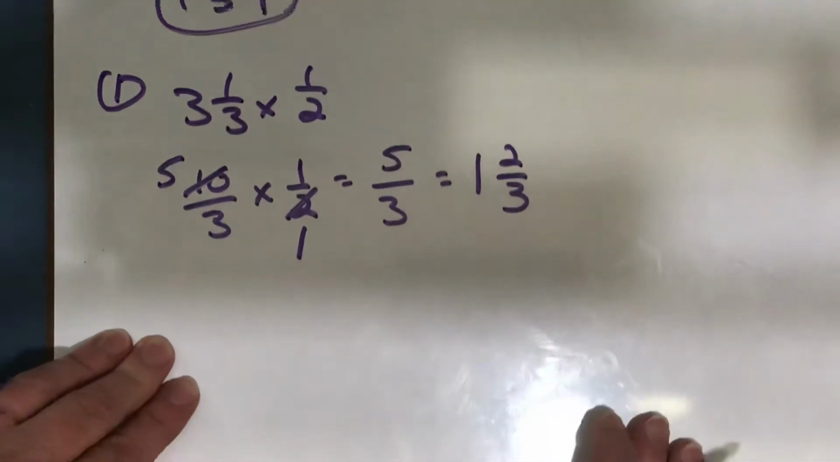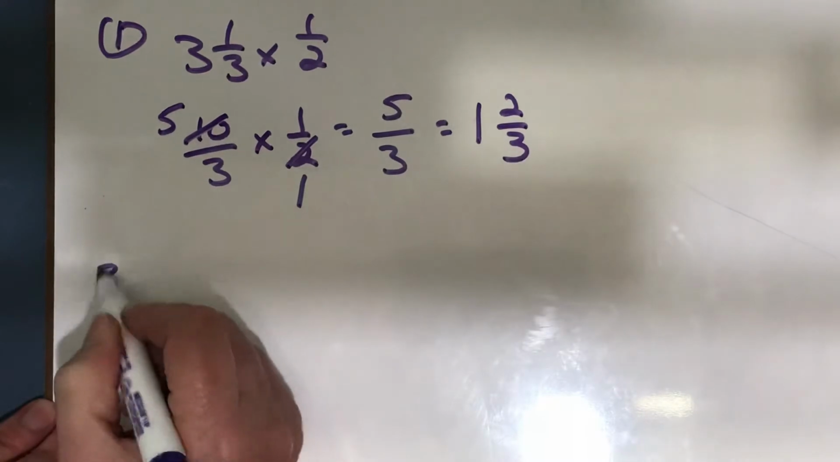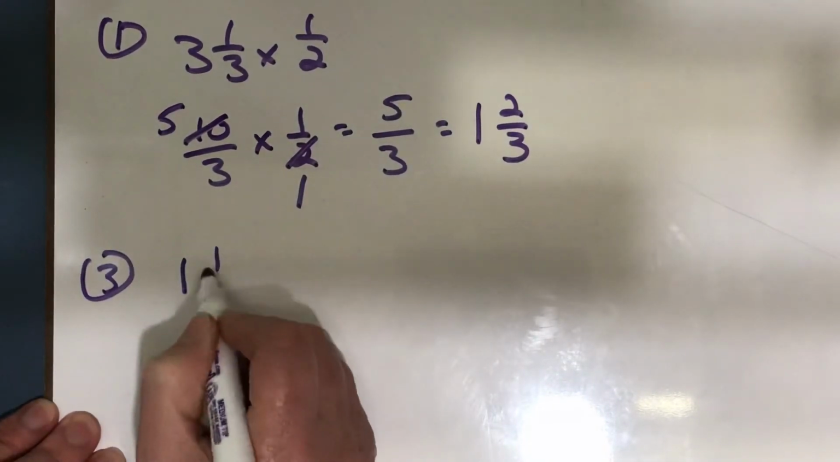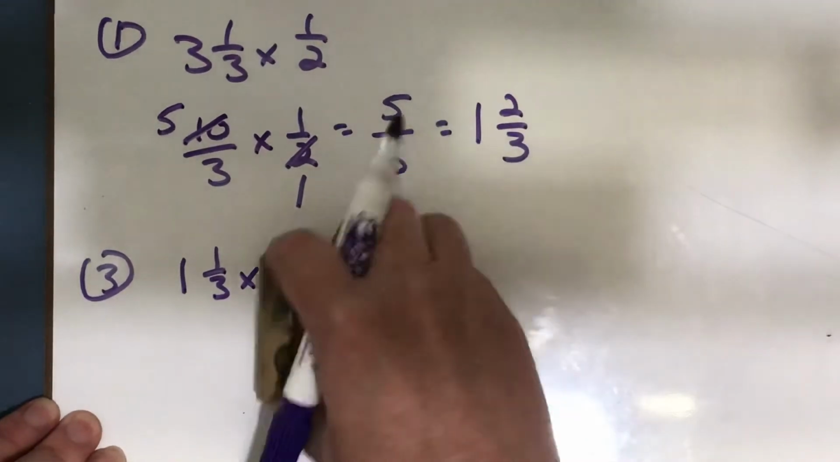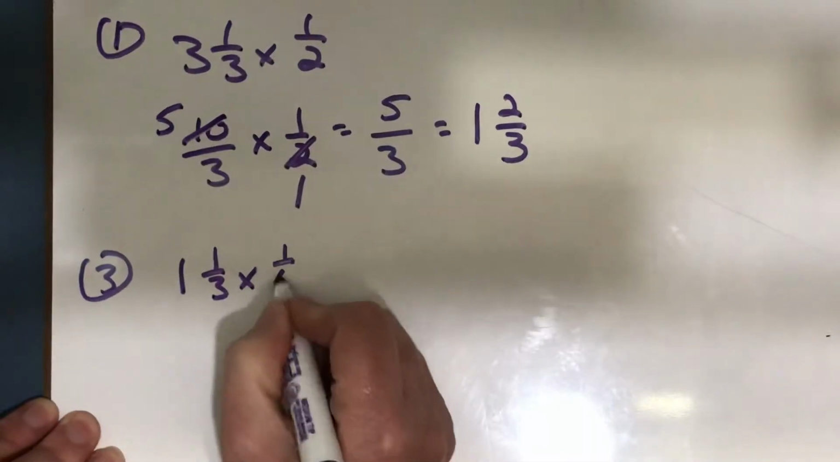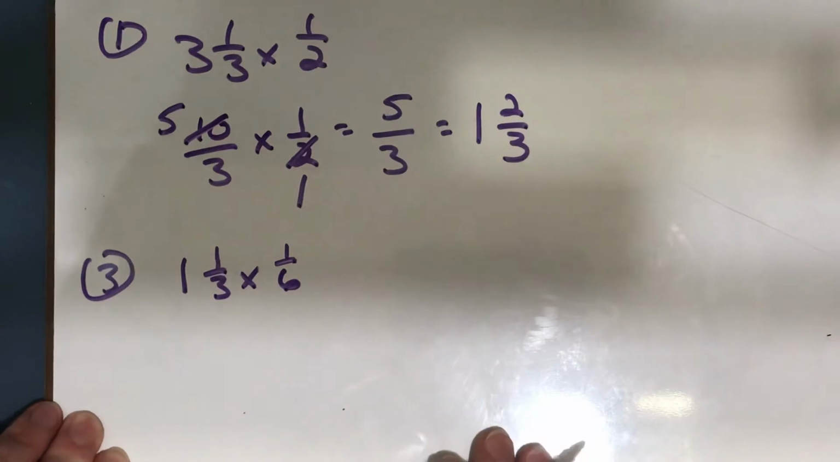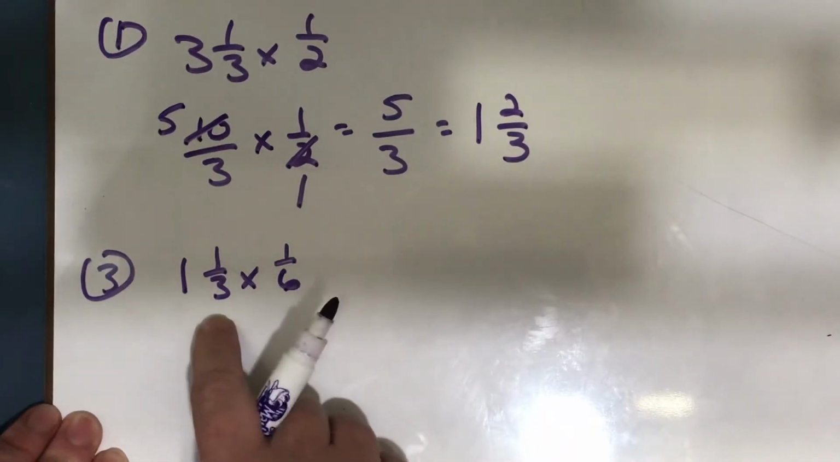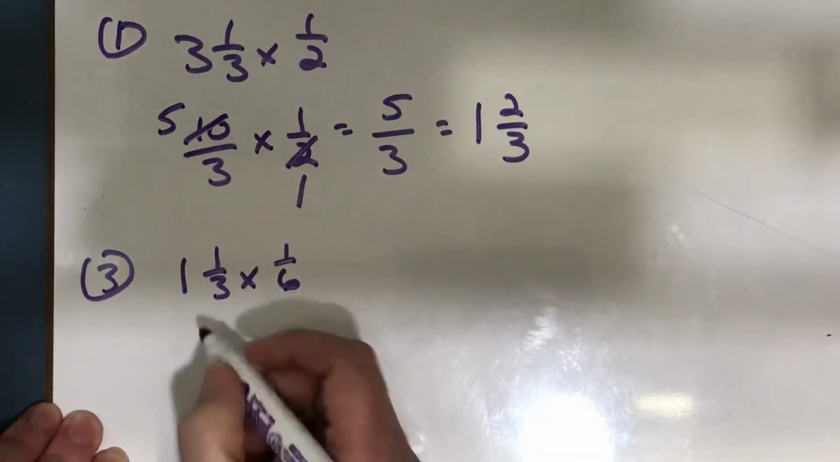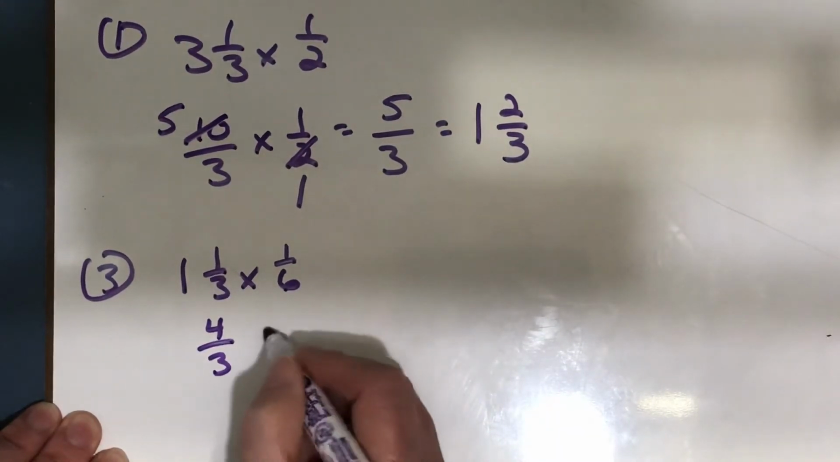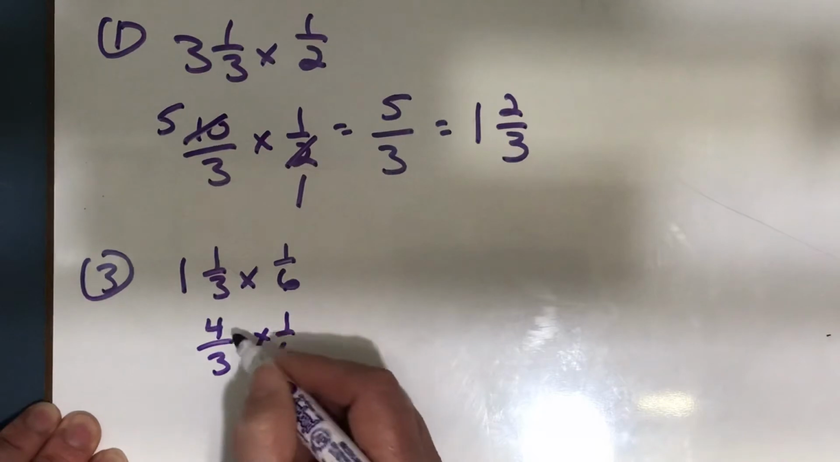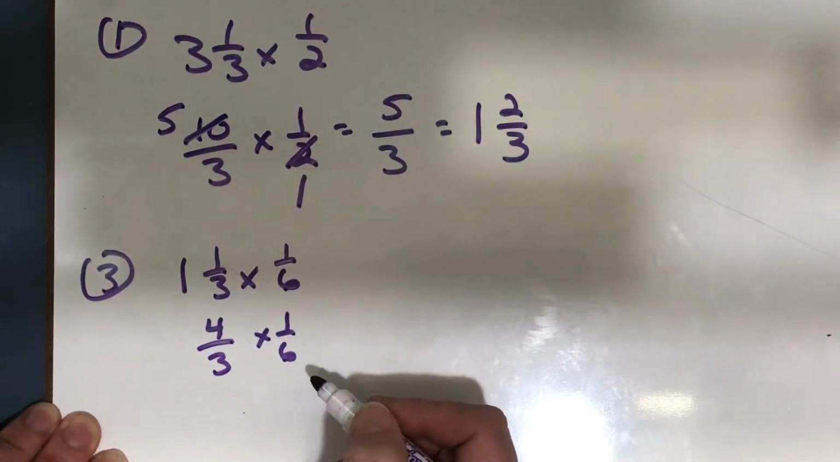Now let's look at number 3. Number 3 is 1 1/3 times 1/6. So first I need to change 1 1/3 to an improper fraction. 1 times 3 is 3. 3 plus 1 is 4. So it's 4 thirds. So remember, the denominator does not change. Times 1/6. Okay. 2 is a common factor of 4 and 6.